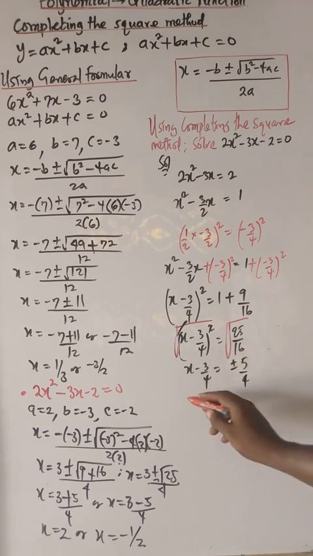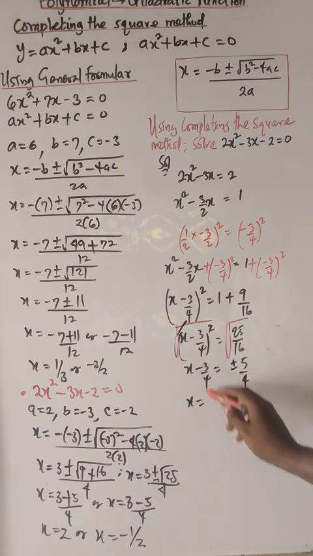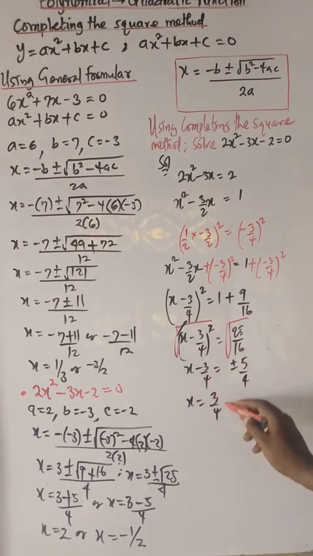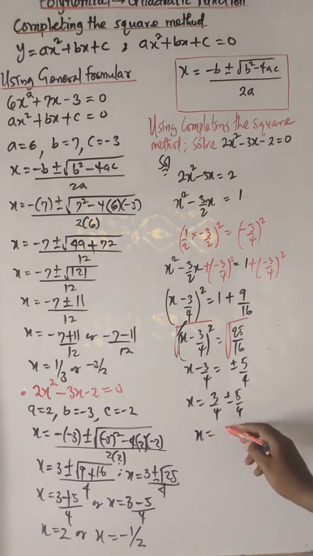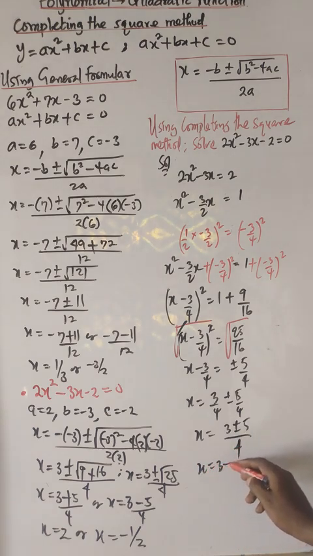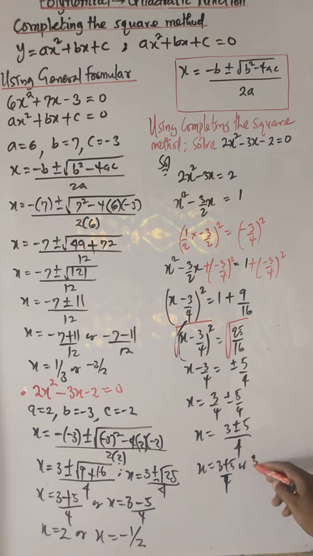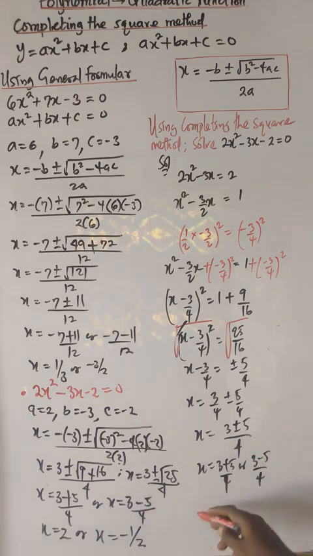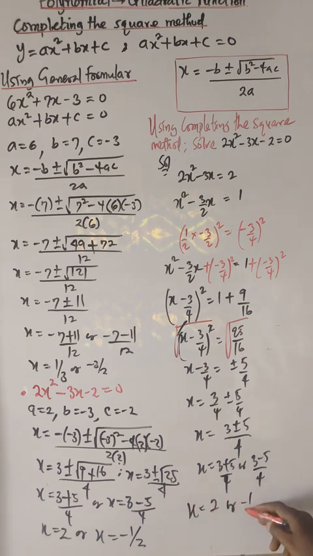The remaining to this side, x equals to this minus turns to plus 3 over 4, then plus or minus 5 over 4. So x equals 3 plus or minus 5 over 4. Using the positive, x is 3 plus 5 over 4, or using the minus, 3 minus 5 over 4. So that's what we have here. So from here, x equals 2 or minus 1 over 2.